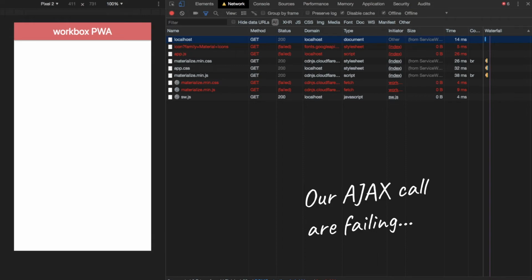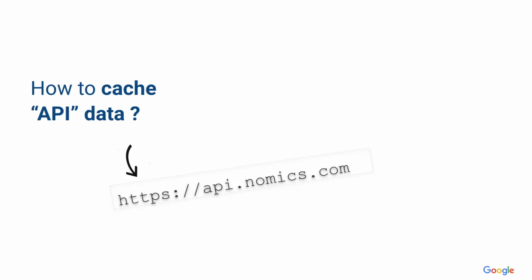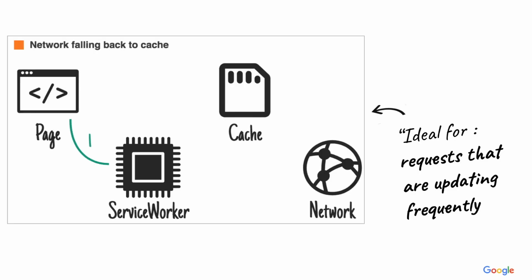Let's try that offline. So it's better, but still not ideal because our AJAX requests are failing. So now, how to cache our AJAX request? What I want to do is to cache the requests from api.nomics.com. I want to cache the responses.